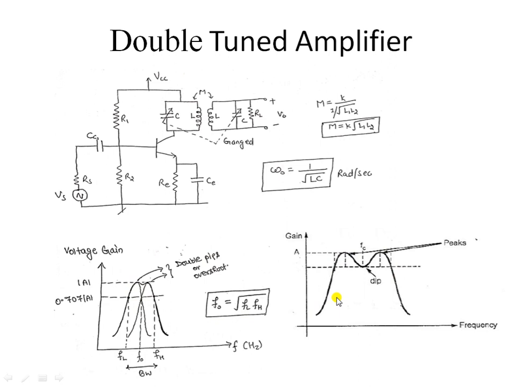So here you can see the main advantage of the double tuned amplifier is that the bandwidth can be increased without any decrease in the gain. In a double tuned amplifier, the gain bandwidth product is not constant, and the double tuned amplifier is widely used as the RF stage in a superheterodyne receiver, as I told in our previous lecture also.